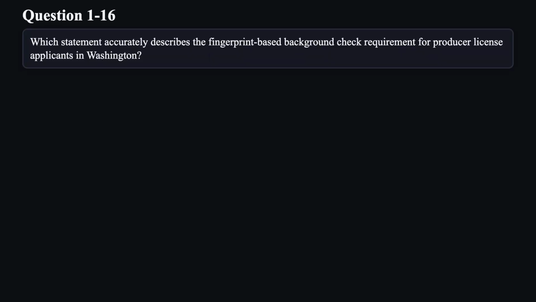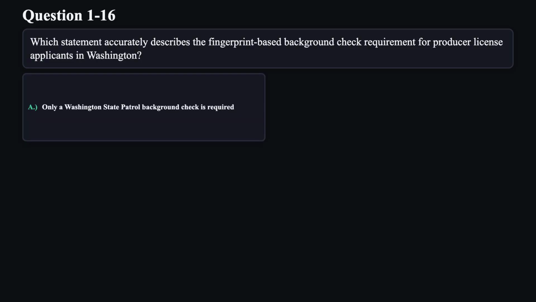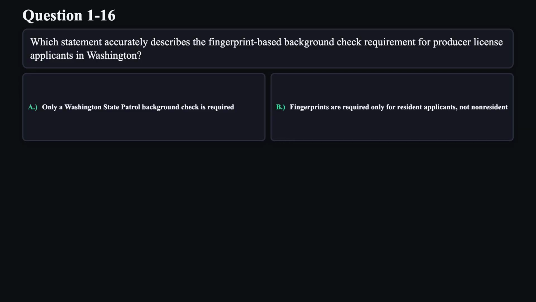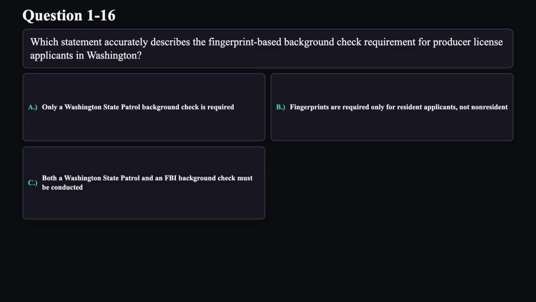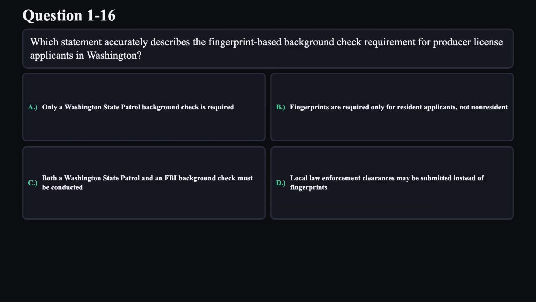Question 16. Which statement accurately describes the fingerprint-based background check requirement for producer license applicants in Washington? A. Only a Washington State Patrol background check is required. B. Fingerprints are required only for resident applicants, not non-resident. C. Both a Washington State Patrol and an FBI background check must be conducted. D. Local law enforcement clearances may be submitted instead of fingerprints.